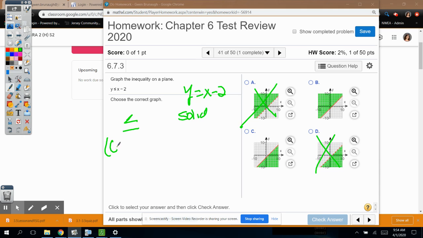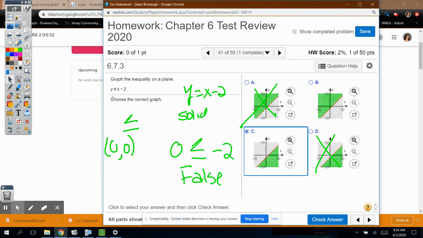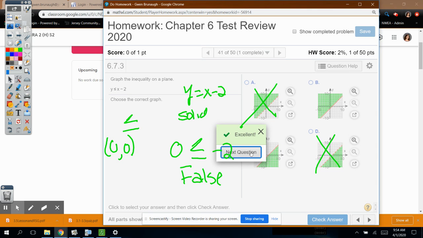This time I could use 0, 0 because it's not right on the line. Is 0 less than or equal to negative 2? No, that's false. So 0, 0 needs to not be shaded, and that would be this one. Or you could say that it's a less than side, less than, lower, below the line, and it will be C.